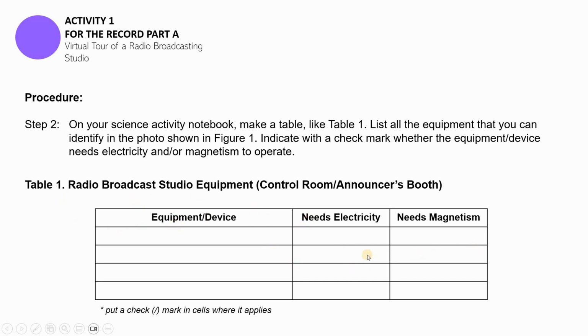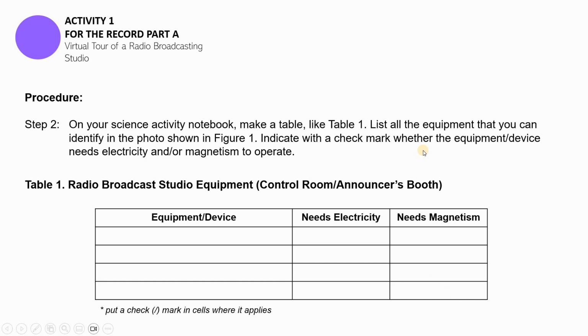It has 3 columns, and the number of rows depends on how many rows you're going to need. Also the sizes of the rows depend on how much space you need to write on. So what you have to do is list all the equipment that you can identify in the previous photo. If you want to take a look at that, you can always rewind this video.